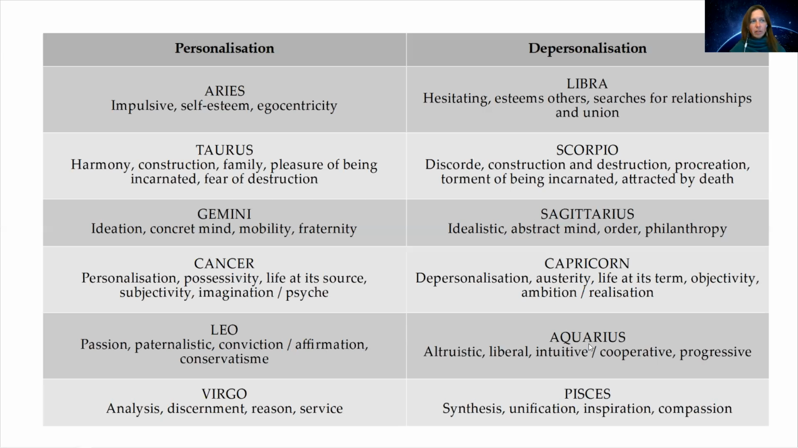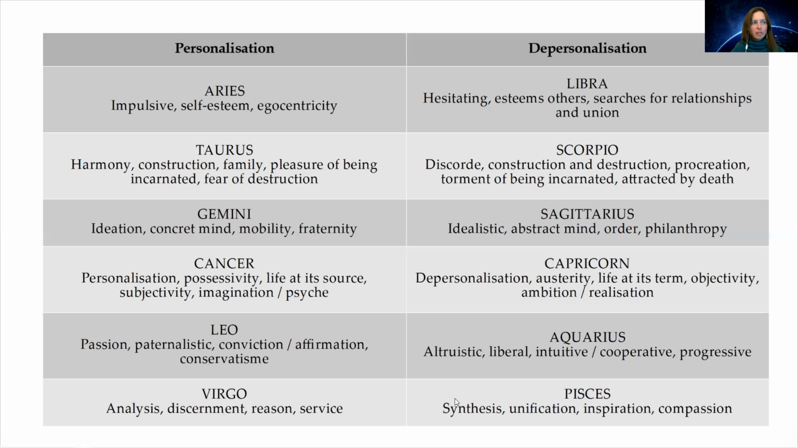Whereas Aquarius on the other side could be very altruistic, really concerned with the wider good and the wider perspective, very liberal, intuitive, and cooperative and progressive. So really, Aquarius has this perspective turned toward the future and the good of humanity, and new ideas, new ways of doing things. With Virgo, we close this first half with analysis, discernment, reason, and service. It's this time of the year when we do the harvest, so we need to know exactly what we're doing.